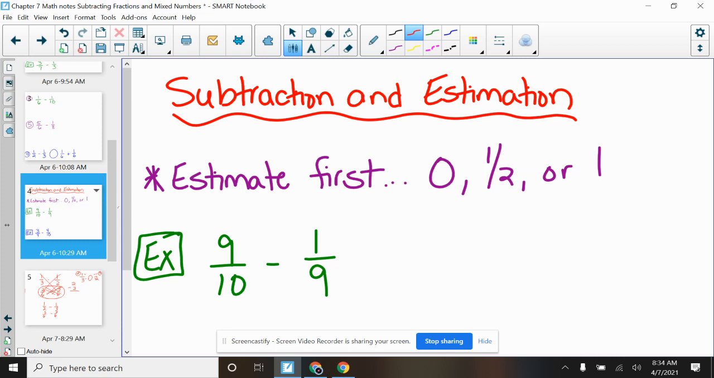Now, this is something that honestly, when we did this in chapter 6 with the adding, was a super simple thing for you guys. So I'm expecting it to be super simple again.